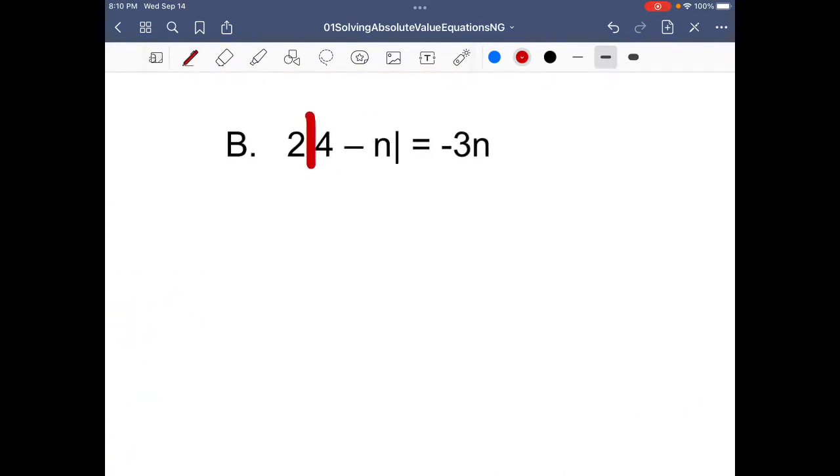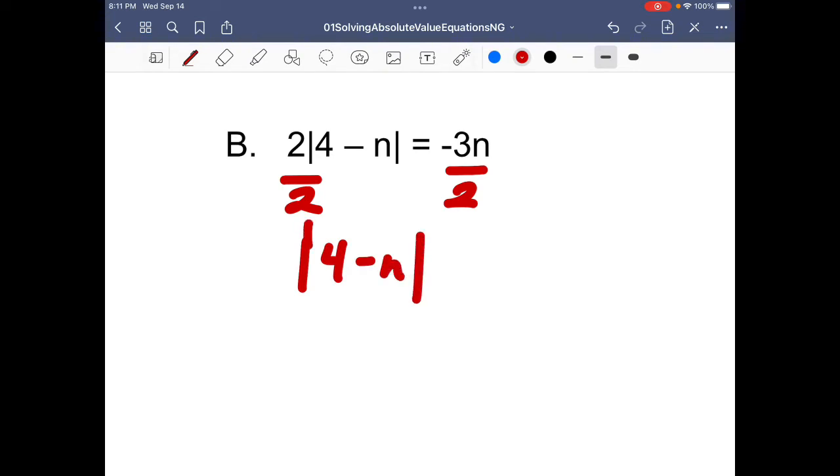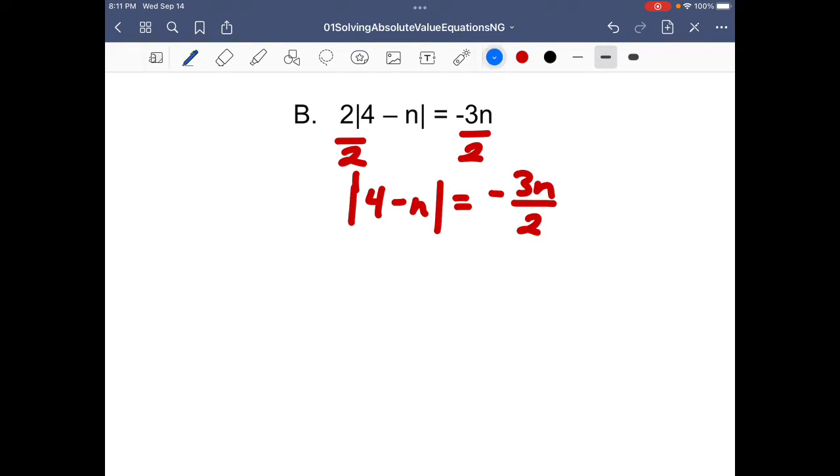Absolute value equation. You must isolate it. You must isolate it before you split it. Now, splitting it is the key idea, but I got to divide by 2 before I do any kind of positive negative split. And it's not a big deal. I get negative 3n over 2. We can deal with that. But it's time to write 2 equations.